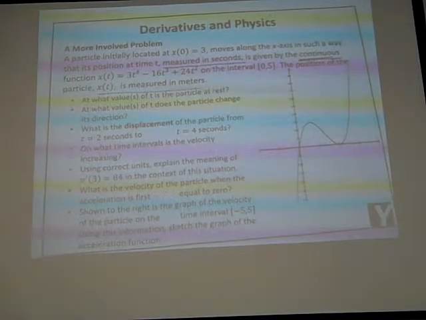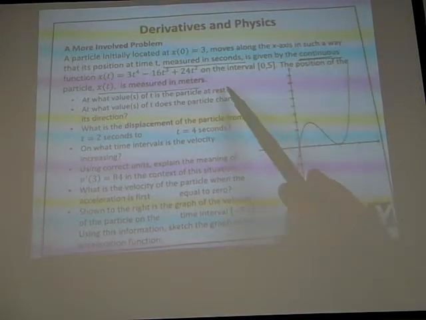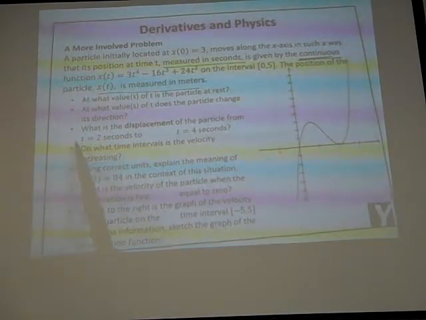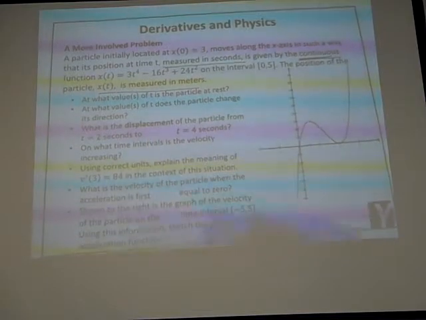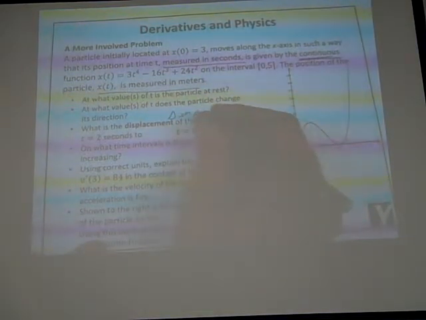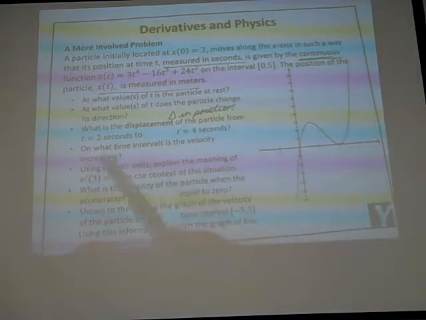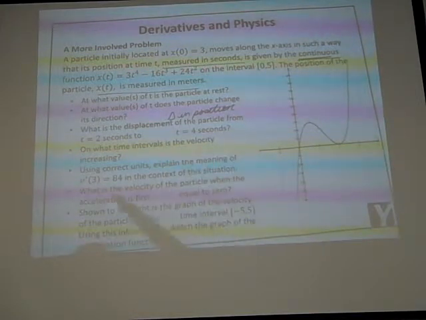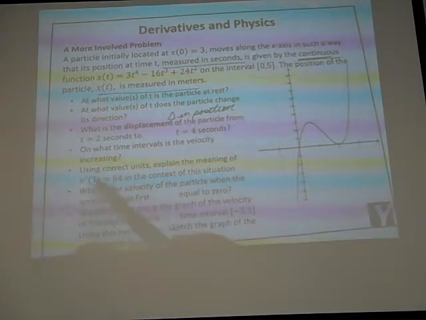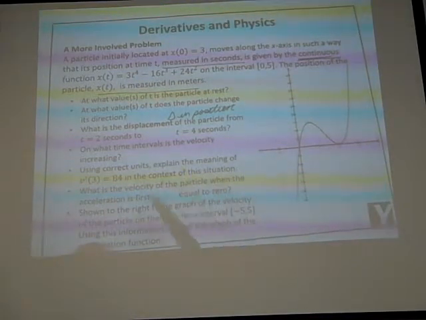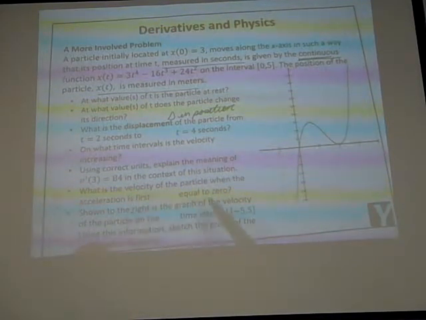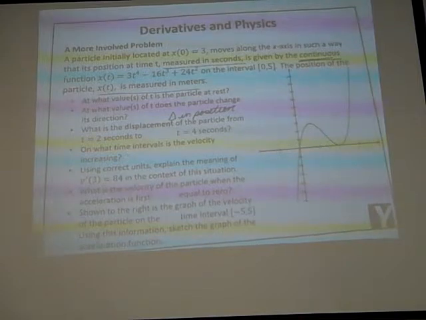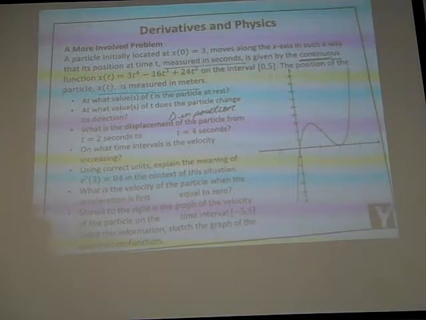The first question is going to be at what value is the particle at rest? Next question, at what values of t does the particle change its direction? C, the third one, what is the displacement? The displacement just means change in position of the particle from t equals 2 seconds to t equals 4 seconds. We're going to look at where the velocity is increasing. We're going to use correct units to explain the meaning of v prime of 3 equals 84. And what's the velocity of the particle when the acceleration is first equal to 0. And then we're going to actually try to graph the position function and the acceleration function. So let's get going.